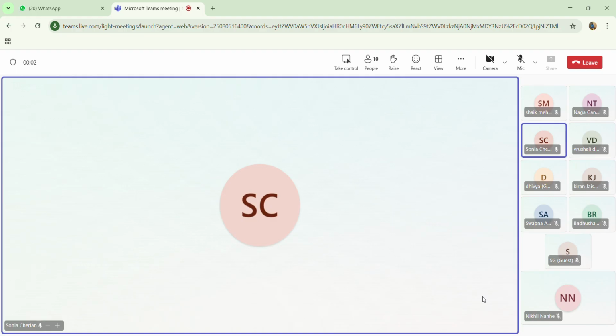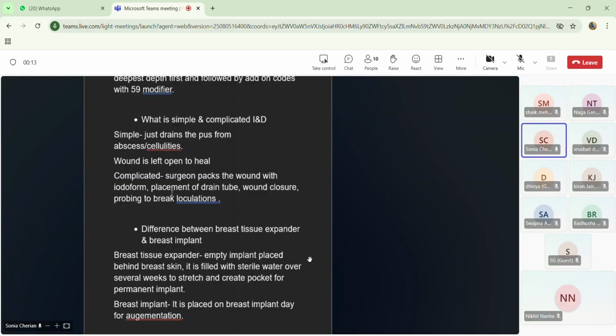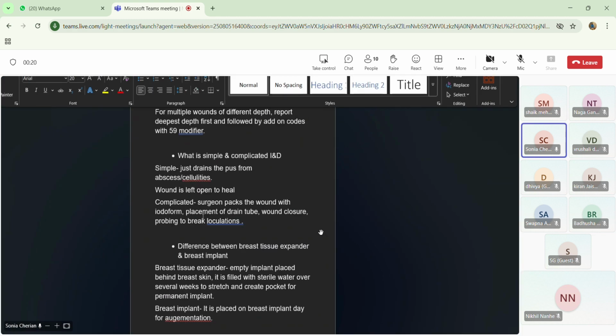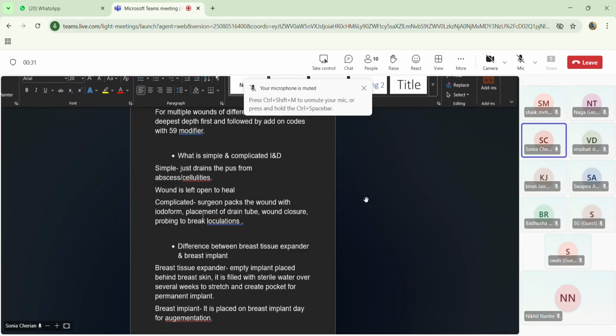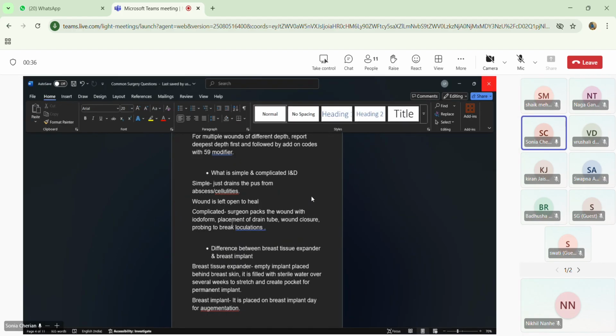As I told you, if they are placing any tube for draining purposes, or if they are closing the wound, like for example, it might be a very deep abscess that they have to repair. Once after draining, they might have done a repair, simple or layered closure. If that is the case, you have to code it as complicated. And if they are using a probe to break the loculations inside the abscess or cellulitis, these all come under complicated I&D. So these are the terms you need to look for, and when they ask you in the interview, you have to say all these things. These are very important, guys.